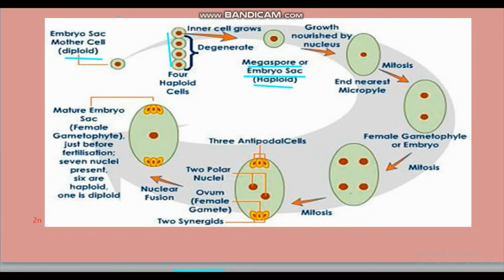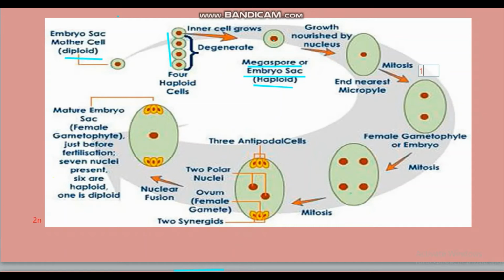So from the megaspore mother cell, after meiosis, there are 4 megaspore cells and 3 degenerate, only 1 is left. That is the functional megaspore cell, or the embryo sac. Now, inside of this you can see only 1 nucleus, but it will undergo the mitosis process repeatedly, and there will be the first mitosis.